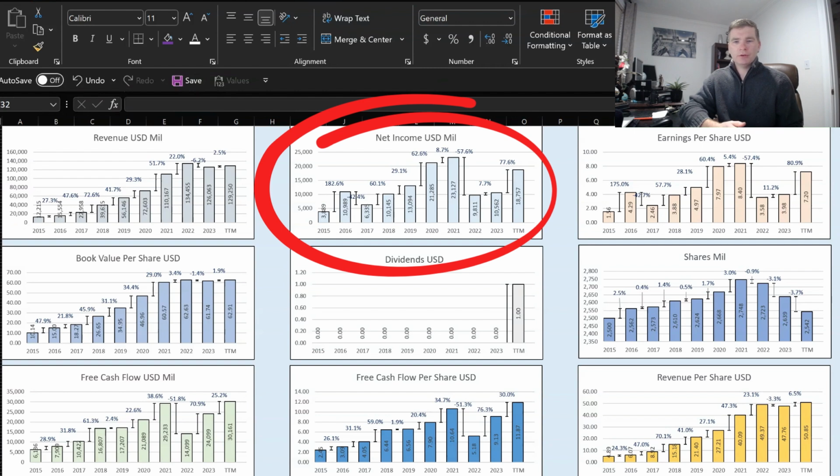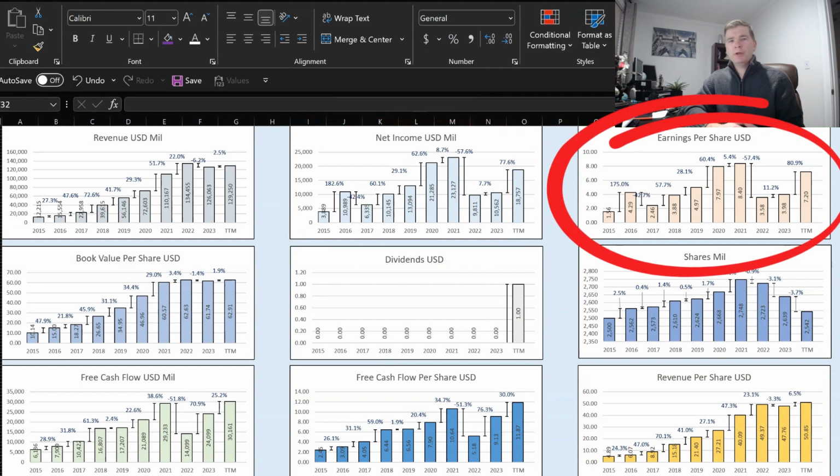And then moving over to net income, we can see this is a little choppy with some down years, particularly in 2022, down almost 60% from 2021. But since then, net income has been trending upward. And overall, they went from just under $3.9 billion to $18.7 billion. So again, significant growth on their net income.